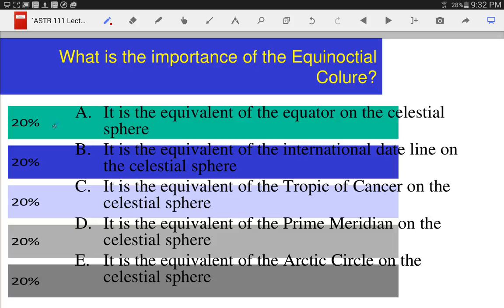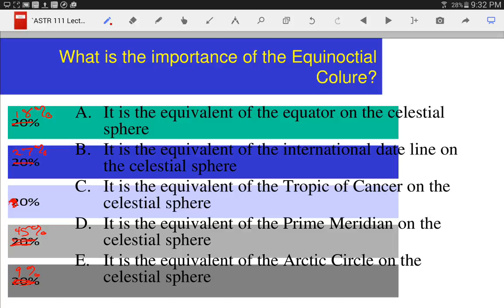So we had no majority this time. We had 18% said A, 27% said B, 0% said C, 45% said D, and 9% said E. Is that a good or bad sign?